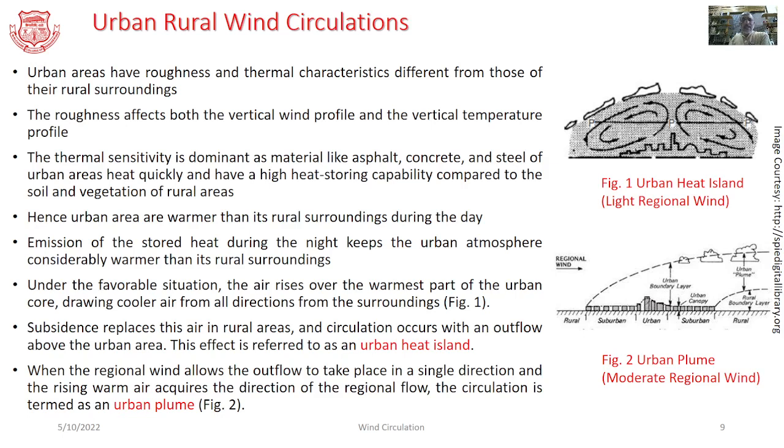As there is a presence of asphalt, concrete and steel-like material in urban areas, with the exposure to the solar heat, they heat quickly and have a high heat storing capability as compared to the open regions and green regions and low-lying buildings that are present in the rural areas. As a result, the urban areas are warmer as compared to the surrounding rural belts.